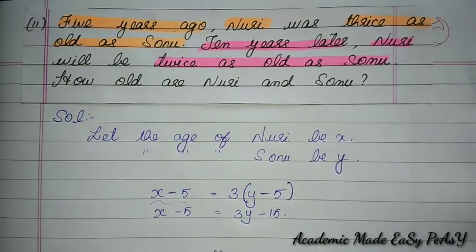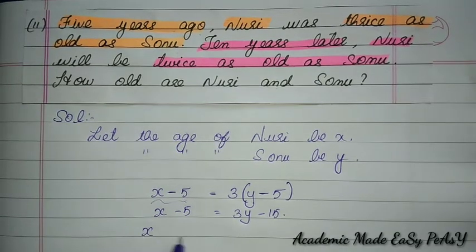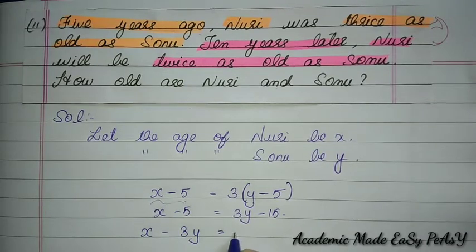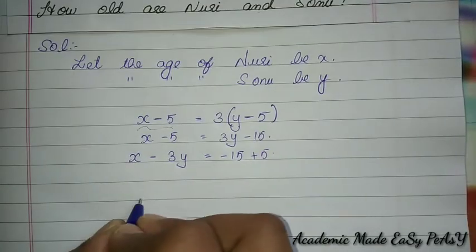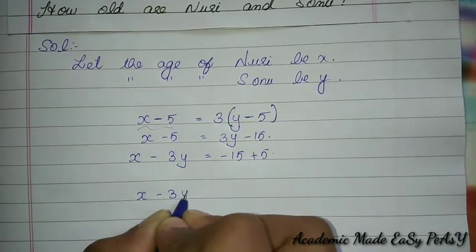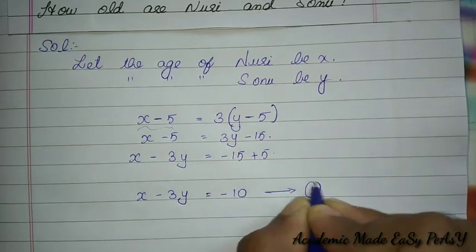Now I will have my variables on one side and numbers on one side. So I will have x minus 3y is equal to minus 15 plus 5. So x minus 3y is equal to minus 10. Let this be equation 1.